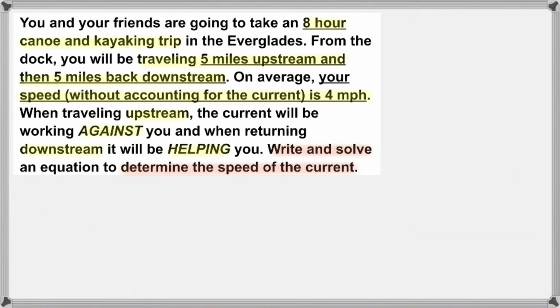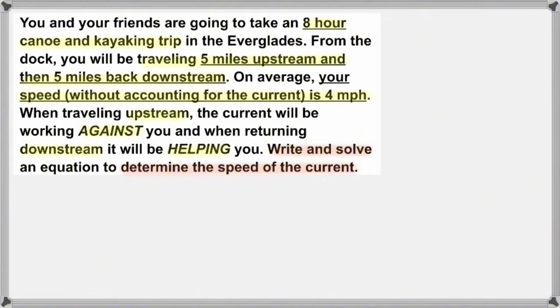Let's take a look at a second one. You and your friends are going to take an 8-hour canoe and kayaking trip in the Everglades. From the dock, you will be traveling 5 miles upstream and then 5 miles back downstream. On average, your speed, without accounting for the current, is 4 miles per hour.